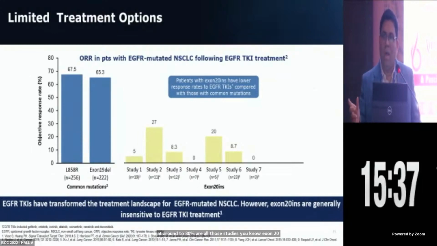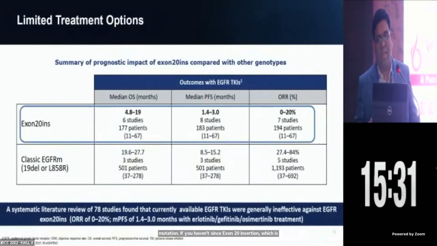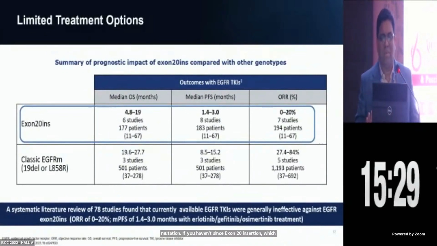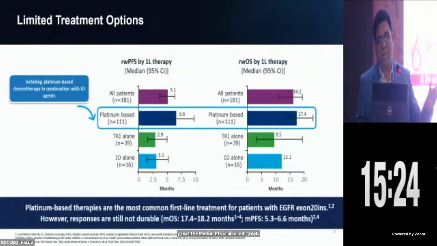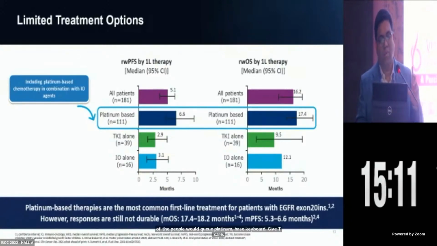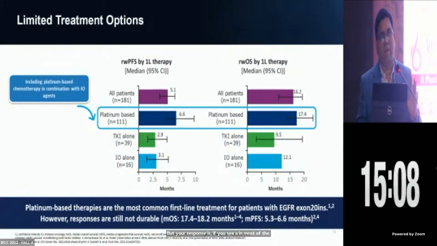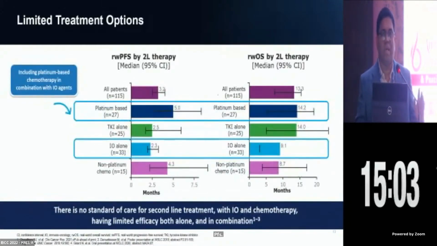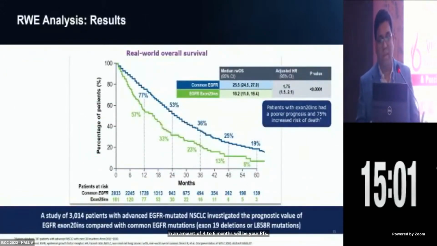If you have an exon 20 insertion which is a singular mutation, most of the time the response rates are less. The median OS in these patients is not great. The median PFS is also not great when you treat these patients. Treatment options in exon 20 insertions are very limited. Most people would give platinum-based chemo or TKI, but the response rates in most situations will be in the range of around 10%, and the PFS will be around 4 to 6 months, whether you use it in first line or second line.